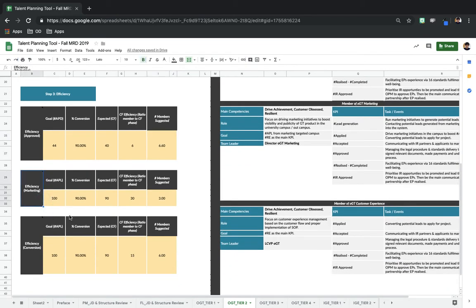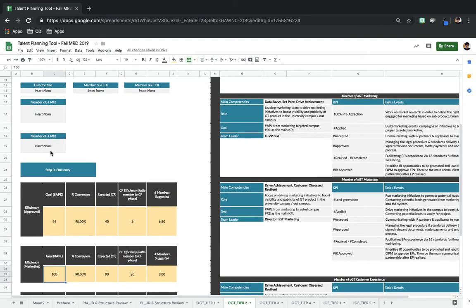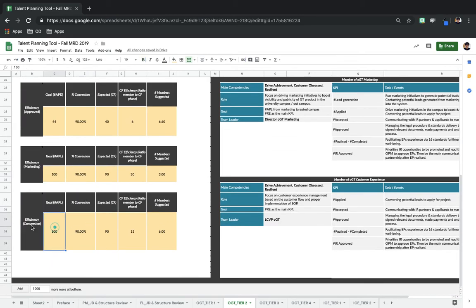For efficiency itself, the targeted goal I'm putting here is based on conversion. Let's say it's around 100 applies. If one member is converting 30 applies at once, then you need around 3 in your marketing team, which makes sense. And then the last one, when it comes to conversion for what do you call this?